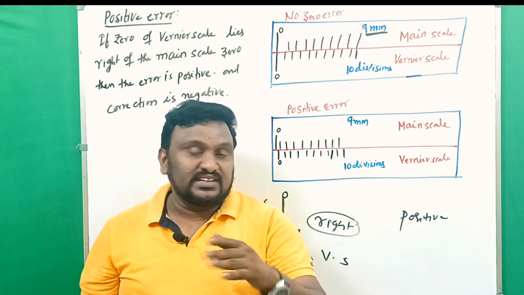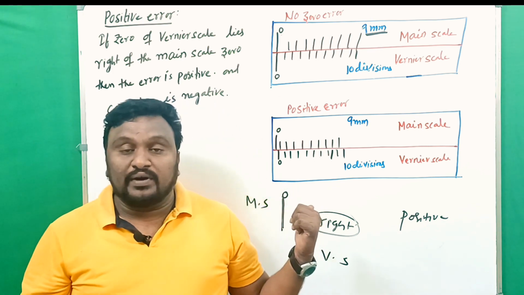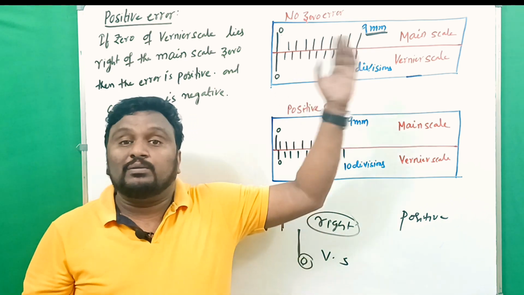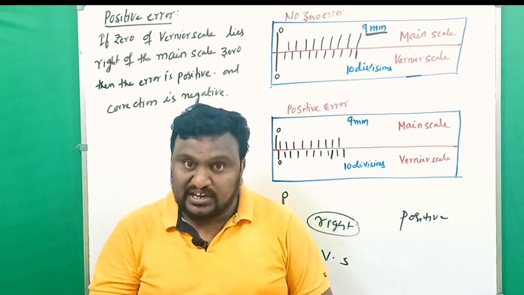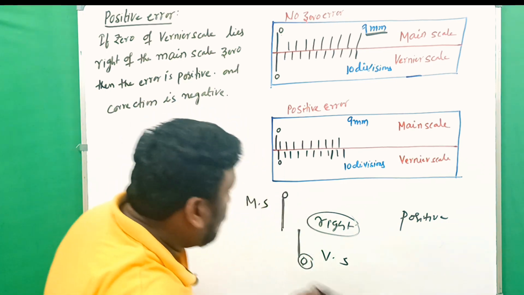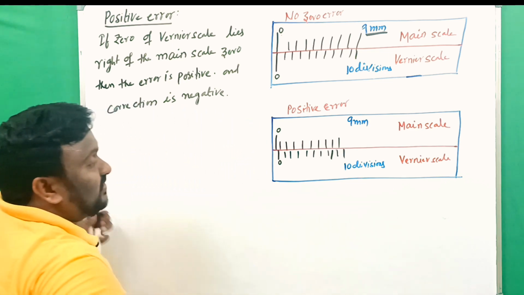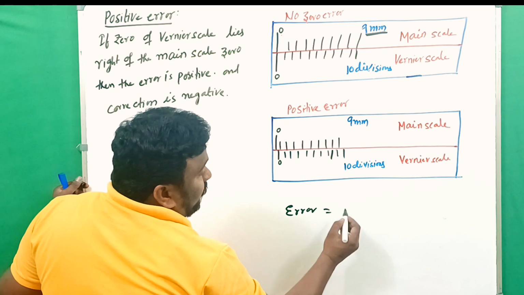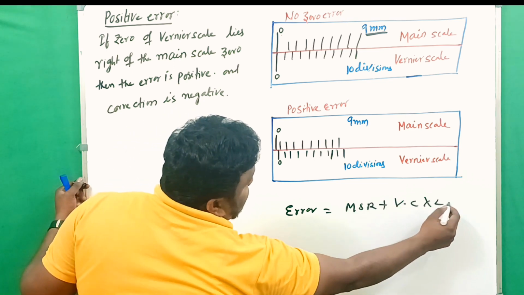If both coincide, then there is no error. If the zero division of the vernier scale is to the right of the main scale, then that error is said to be positive and the correction is negative. So how can we take the magnitude of error? Very simply, error magnitude is MSR plus VC into LC.